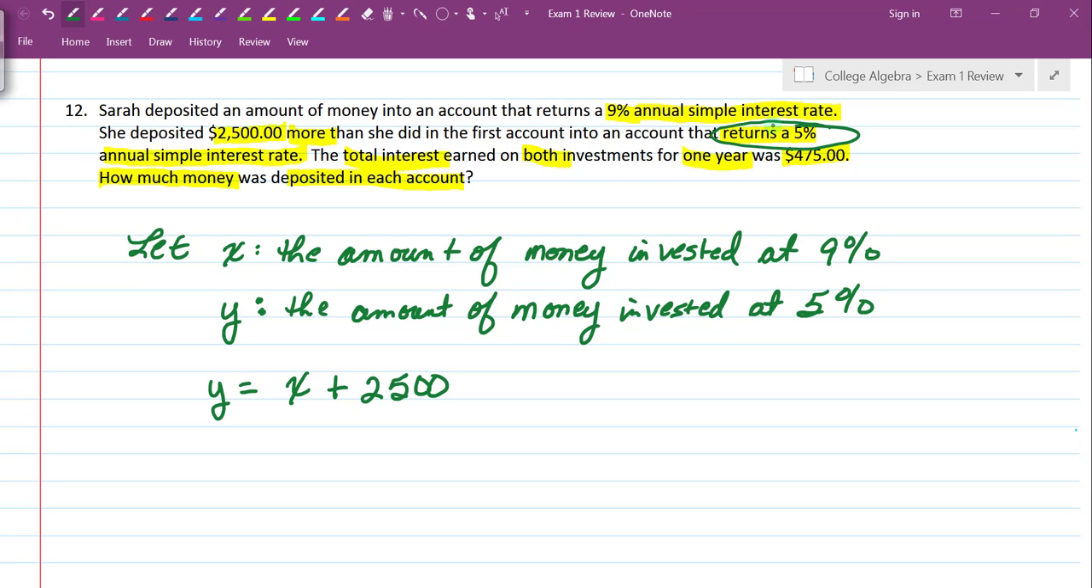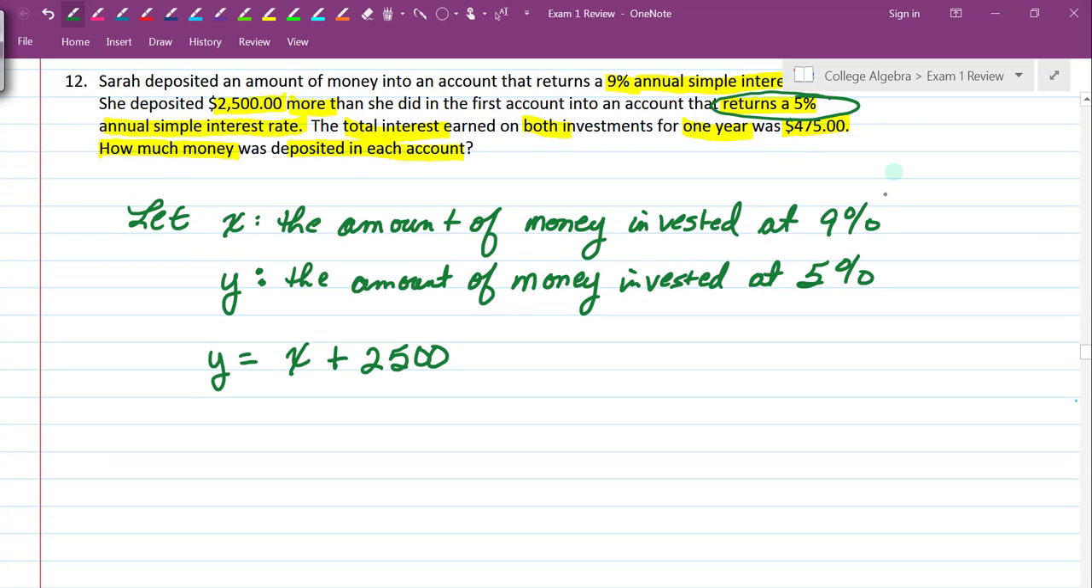Now I also know that the total interest on both investments for 1 year was $475. So that tells me that when I have a percentage like 9% and I'm going to do math with that number, I have to rewrite that 9%. We're going to rewrite that as 0.09. We have to move that decimal place over 2 places.